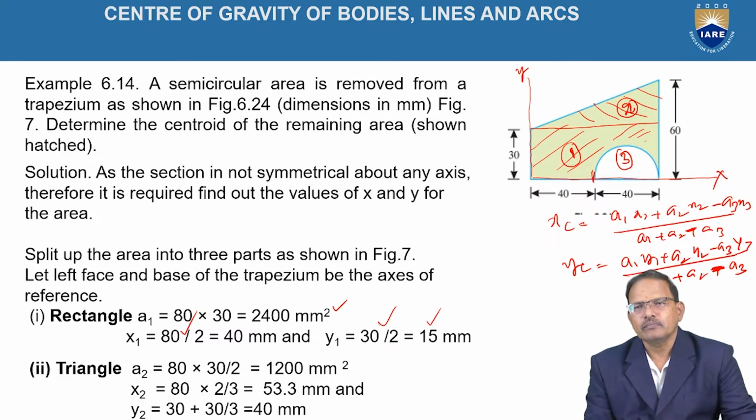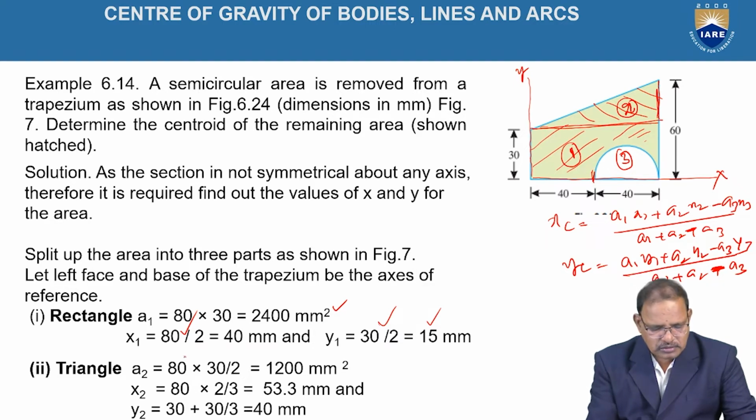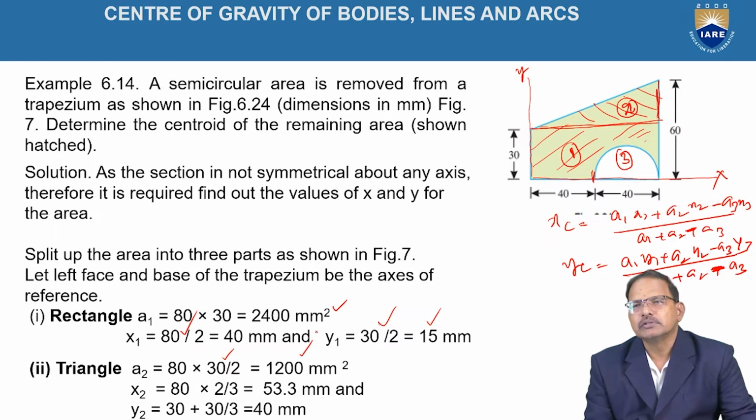The triangle: the area of the triangle is equal to half into base into height. Here the base, according to this calculation, is equal to 30 mm, and the length given here is 80 mm. So it is equal to 80 into 30 by 2, which is equal to 1200 mm square. It is representing the area of the triangle.